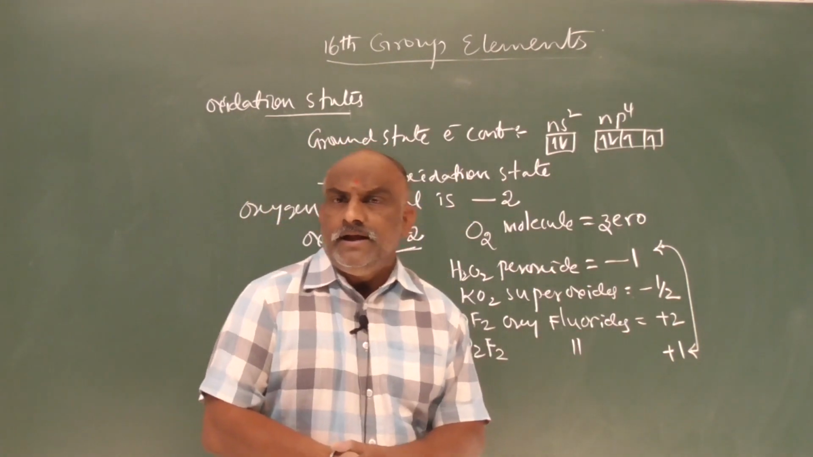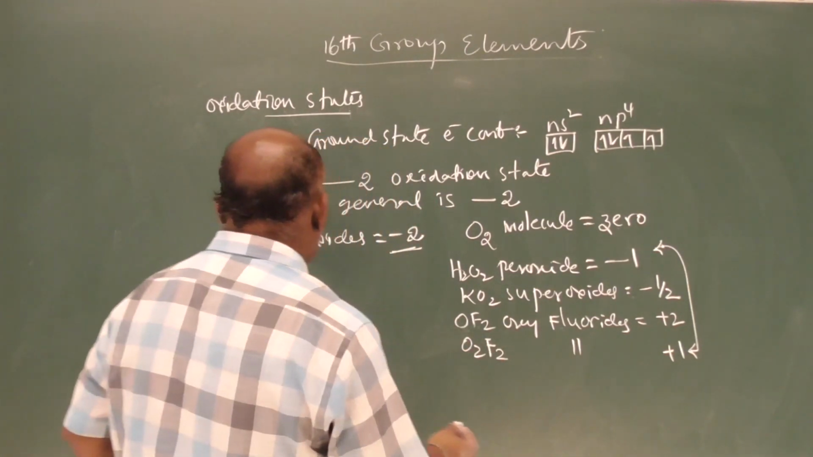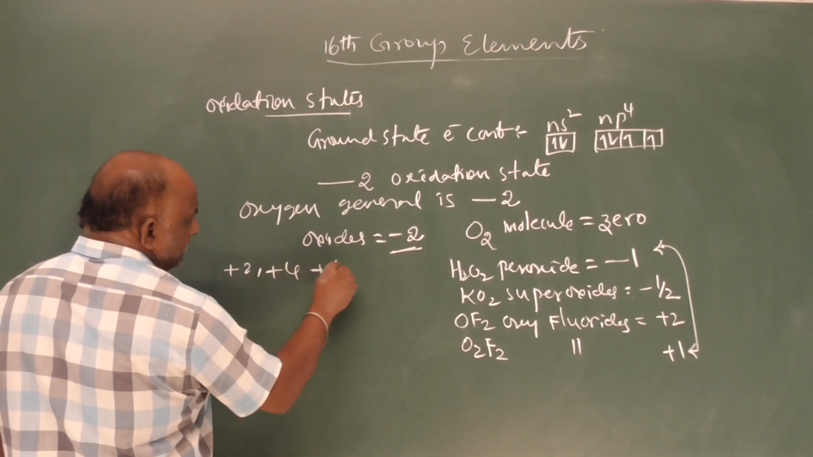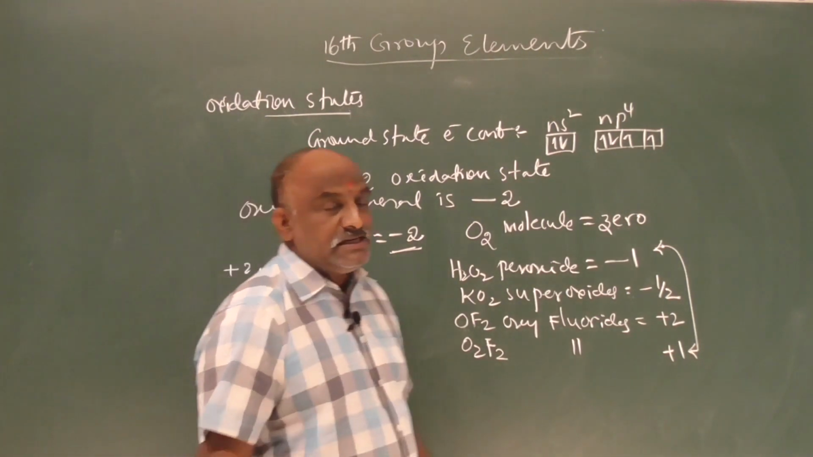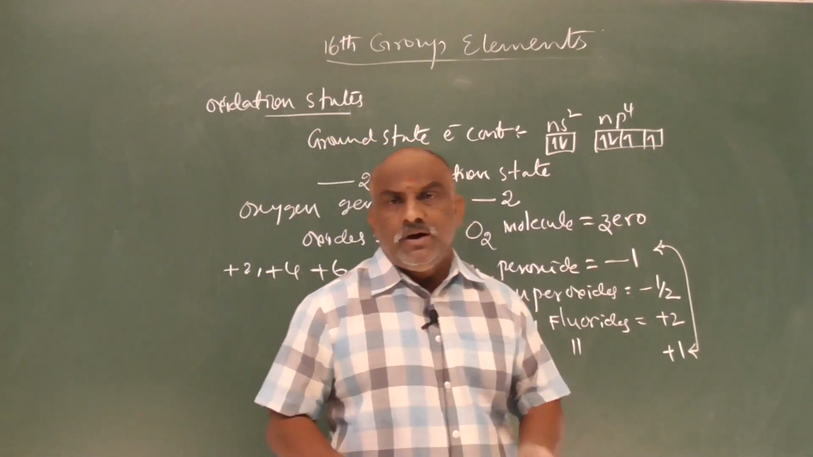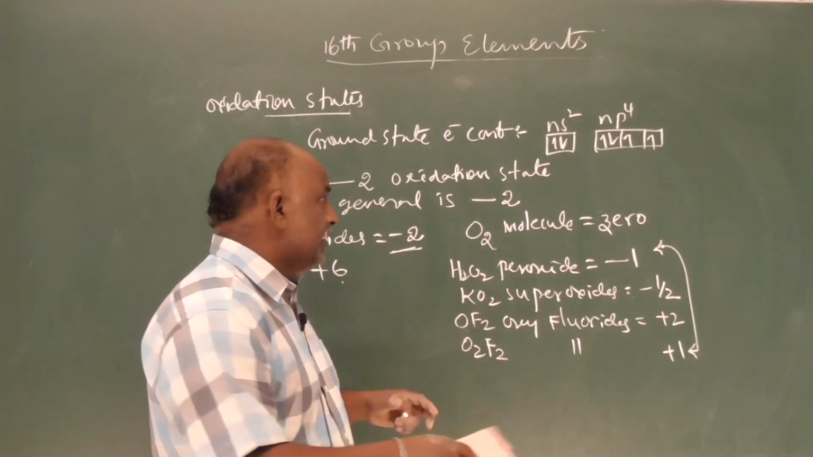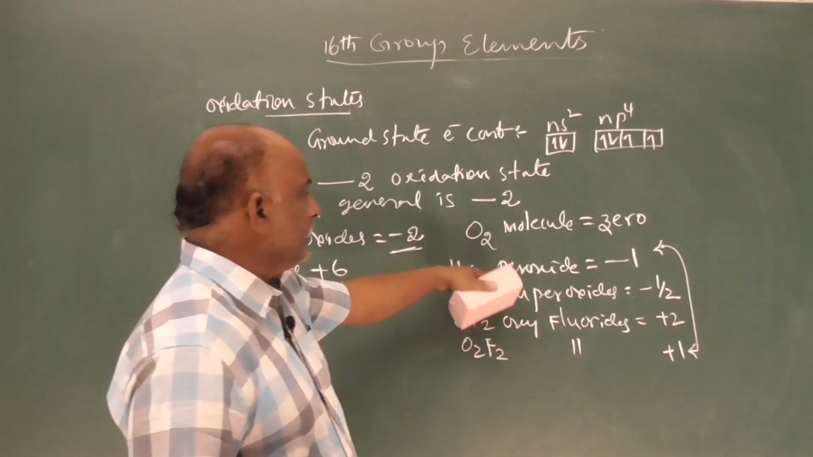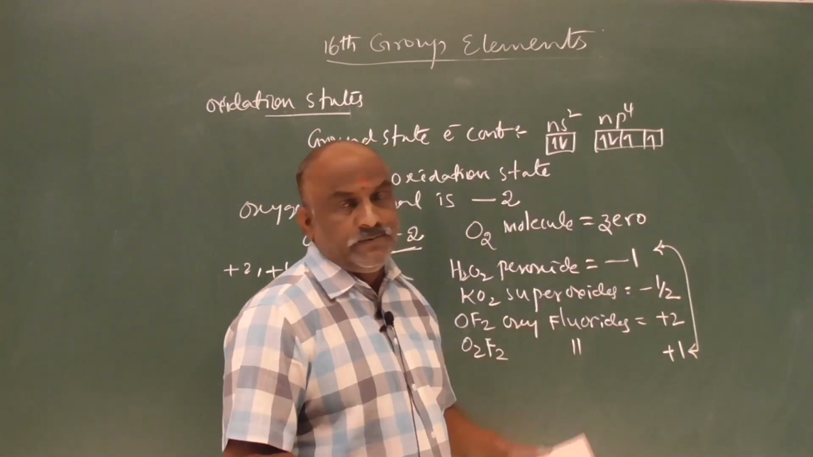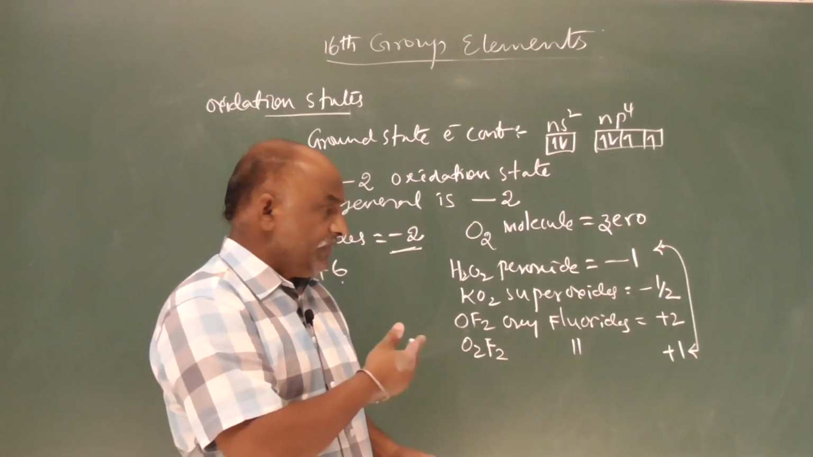And what about the remaining elements? Remaining elements, along with -2, show +2, +4, +6 oxidation states also possible, according to the configuration. So, make a note, this point you have to notice, my dear students: 0, -1, -2, +2, +1. Clear? Or take a screenshot.